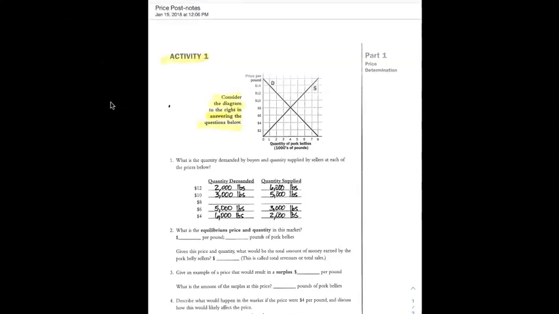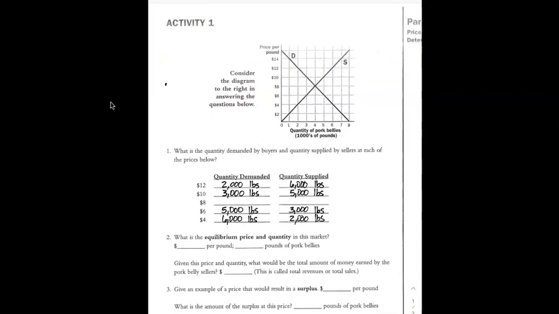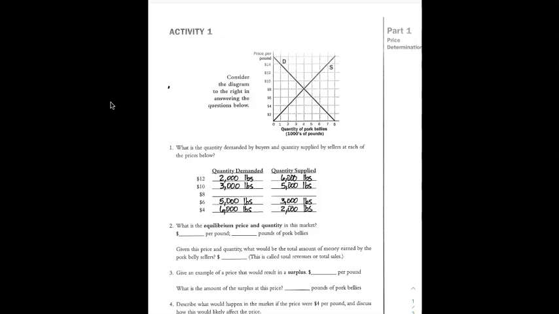So consider the diagram at the right in answering the questions below, and the diagram is the quantity of pork bellies. We're given the price per pound on the vertical axis, the quantity on the horizontal axis. We're asked first to locate at $12 per pound how much will be demanded, how much will be supplied. So we are going to go up to 12 on the grid and start reading across to the right. The first curve that we're going to cross is the demand curve. The second one is the supply curve. Watch in blue. So the demand at $12 is 2,000 pounds of pork bellies.